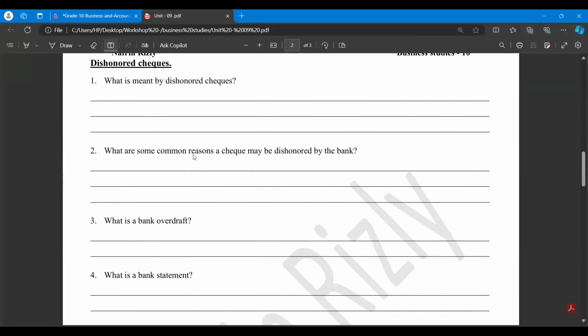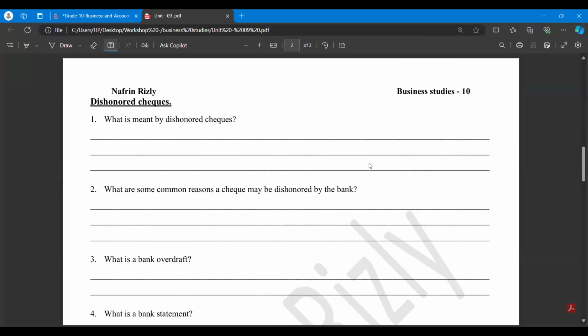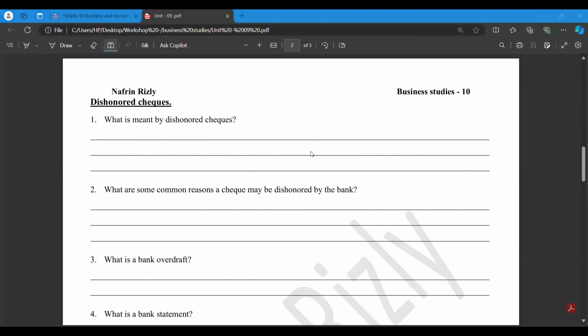What are some reasons a check may be dishonored? Can you quickly write the answers for these two questions? Okay, start writing the answers for these questions. What is meant by dishonored checks? And what are some reasons for the checks being dishonored?